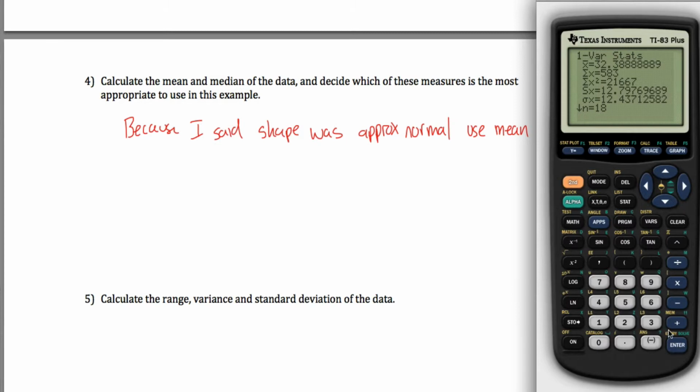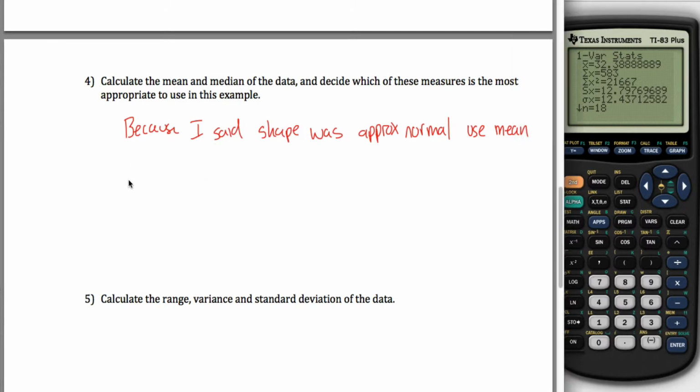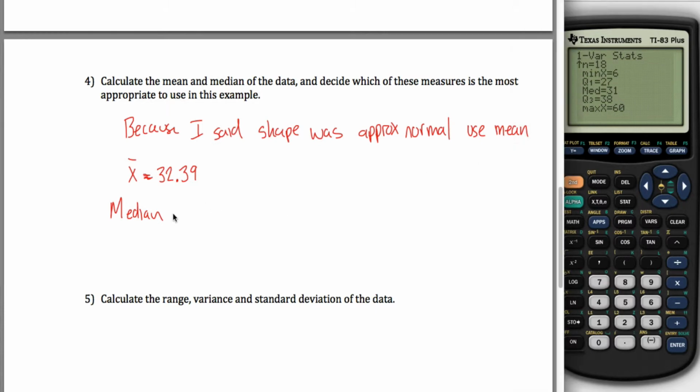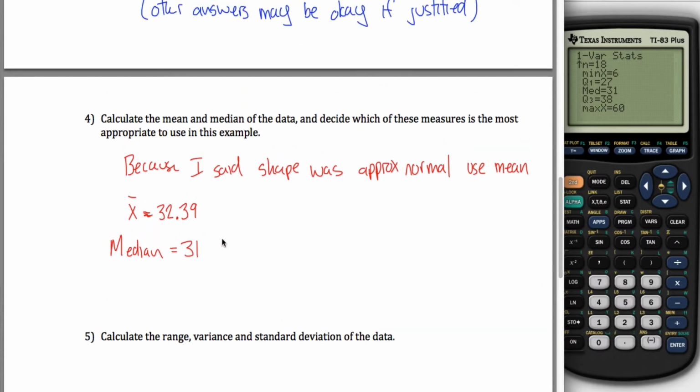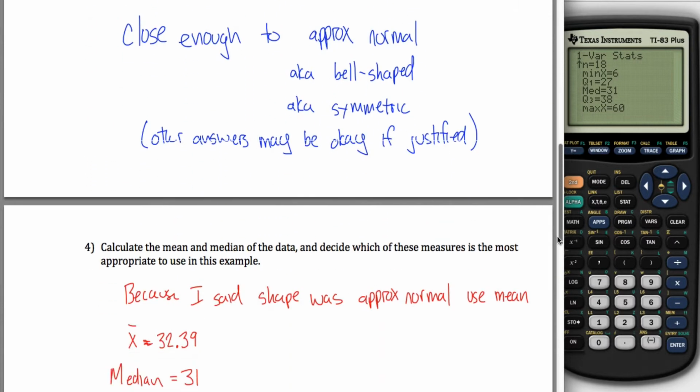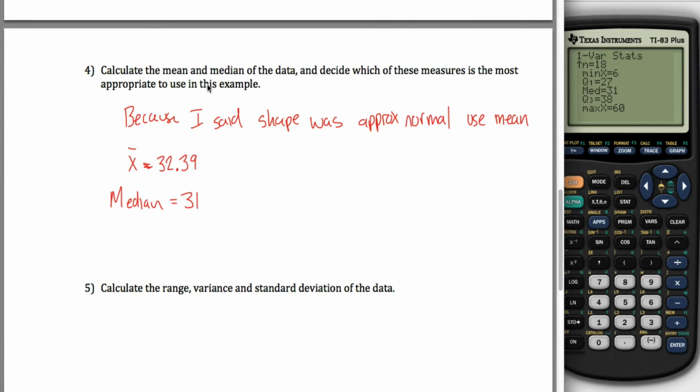Some of this is relevant to this question. The first one, X bar, is my mean. Looks like it's 32.39 maybe. Maybe I'll say approximately 32.39. What about my median? Turns out this tells you your median also. There it is, 31. Note that those two values are pretty close, 32 and 31, which is what you would expect when your data was approximately normal. Median and mean, I guess that's it.